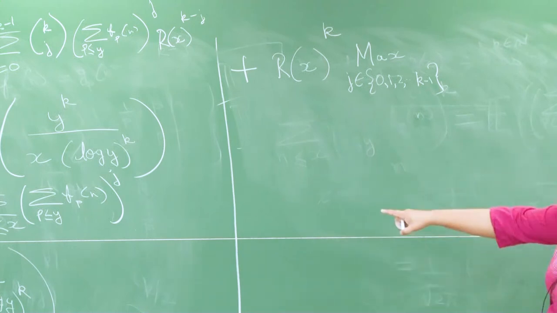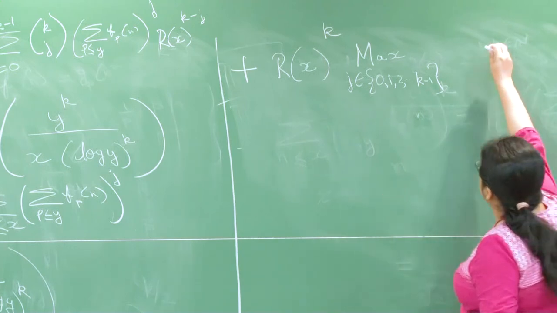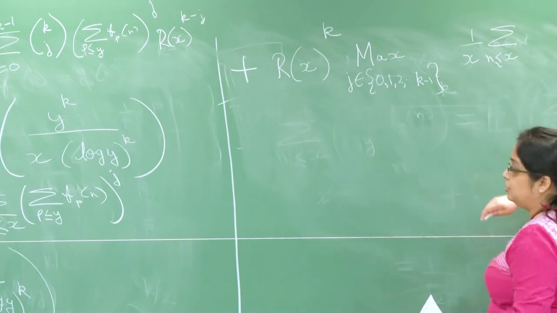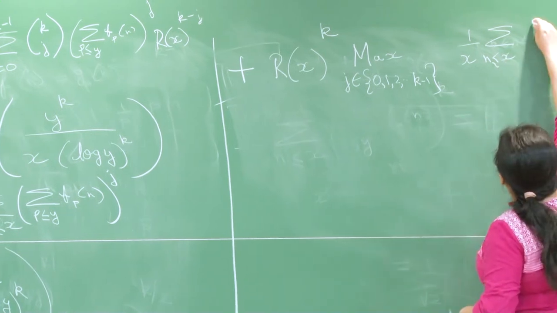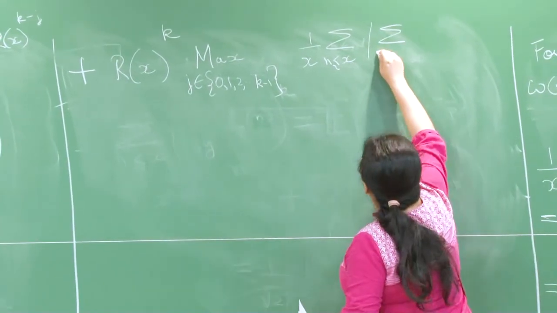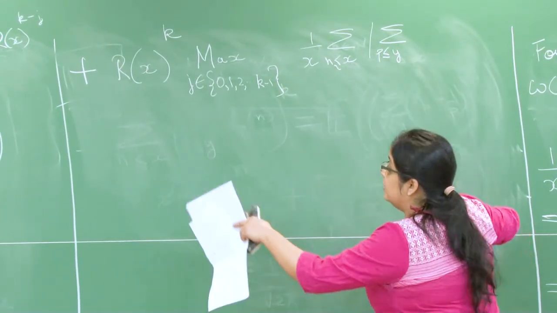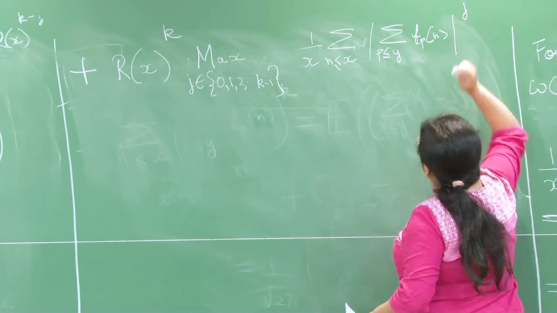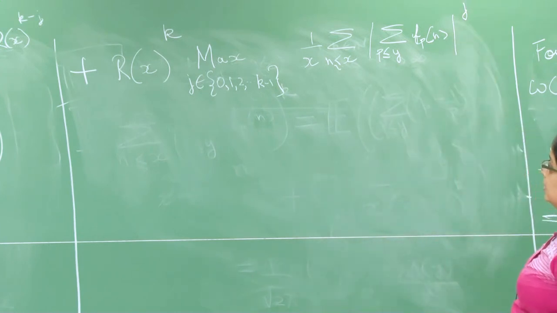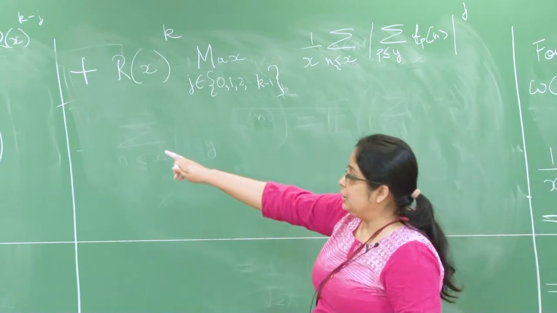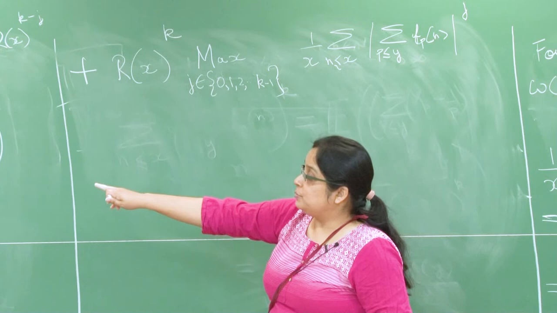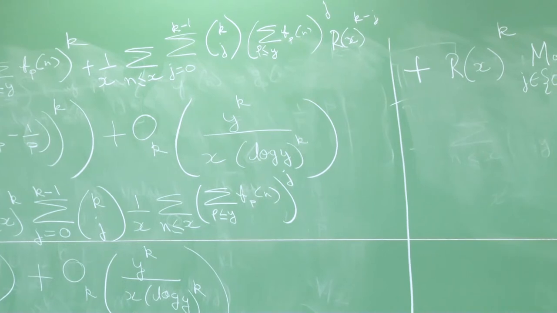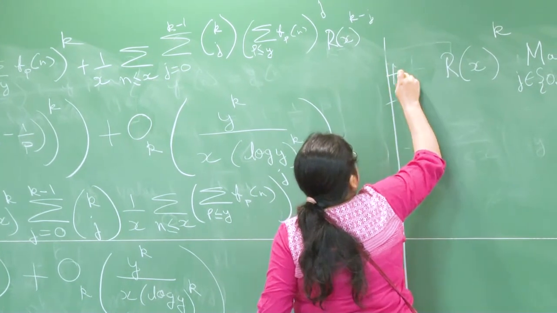Okay, and then what do you have? 1 over x times the summation over n less than or equal to x, of the absolute value of the sum over p less than or equal to y of f sub p of n, raised to the j, times, once you bring that out, all you are left with is the sum over j going from 0 to k minus 1 of k choose j, which is at most 2 raised to the k. So, I am going to just bring that here.